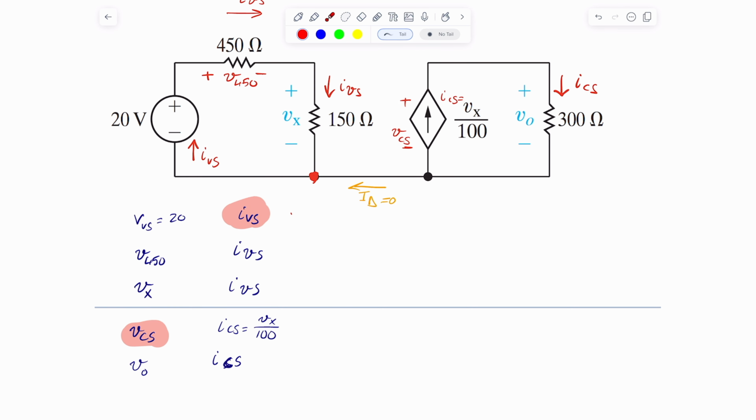So the two things that are highlighted in here, which are I_Vs and V_CS, are the two unknowns. If you think about it, these are the current going through a voltage source and the voltage going across a current source. If I know these two, I know everything I need to know about this circuit. So I need to find a way to write two equations other than Ohm's law.